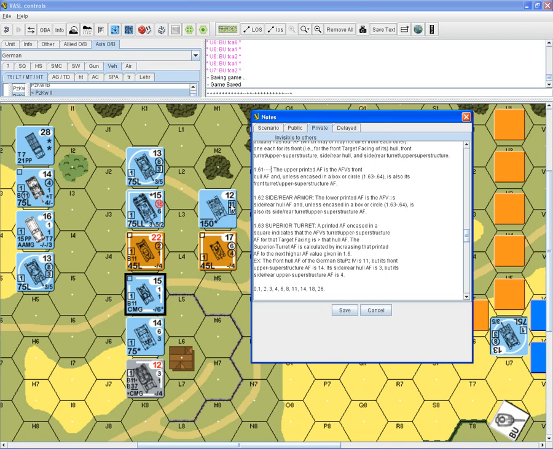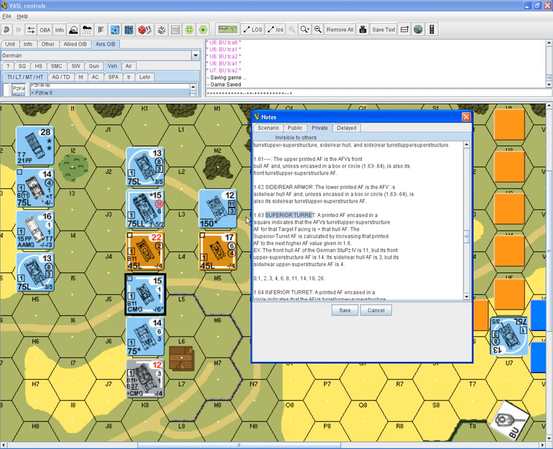The number that is actually listed there is for its hull value, unless of course it has a box or a circle around it. If it has a box around it, that represents superior turret. Superior turret means that whatever the value is for that armor, it will be increased to the next armor value for its turret.